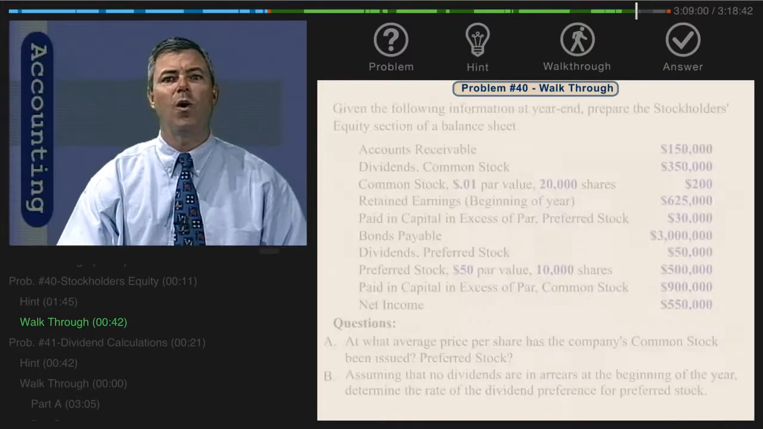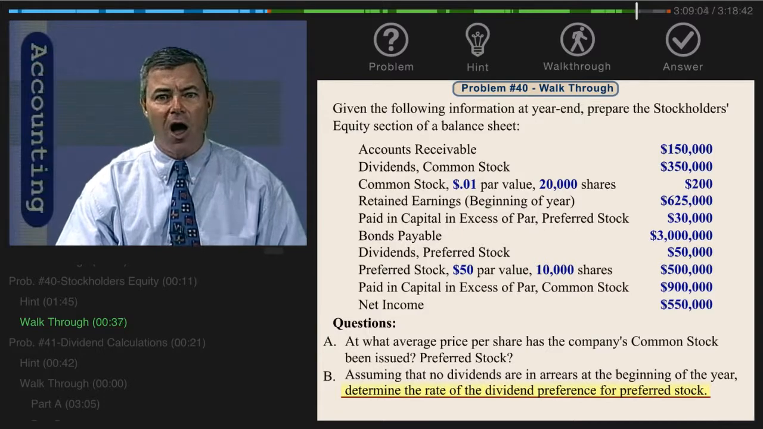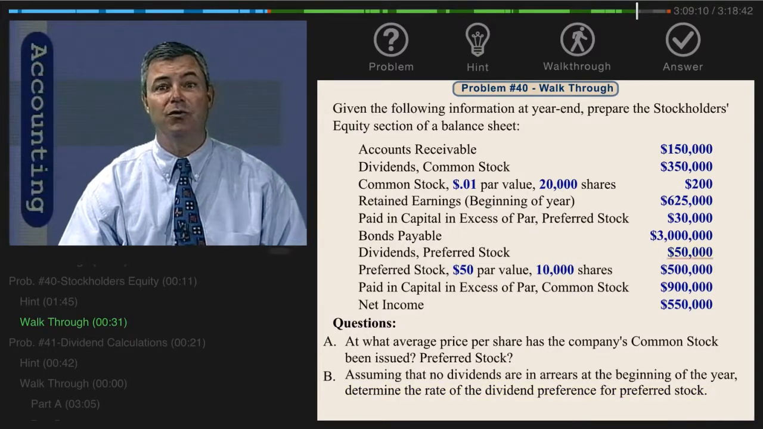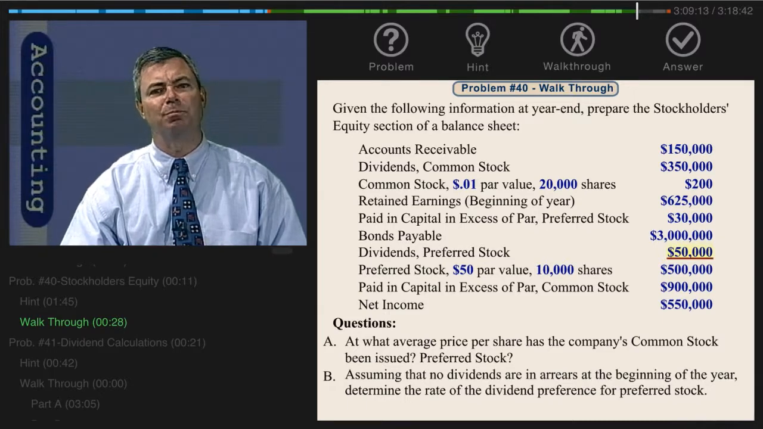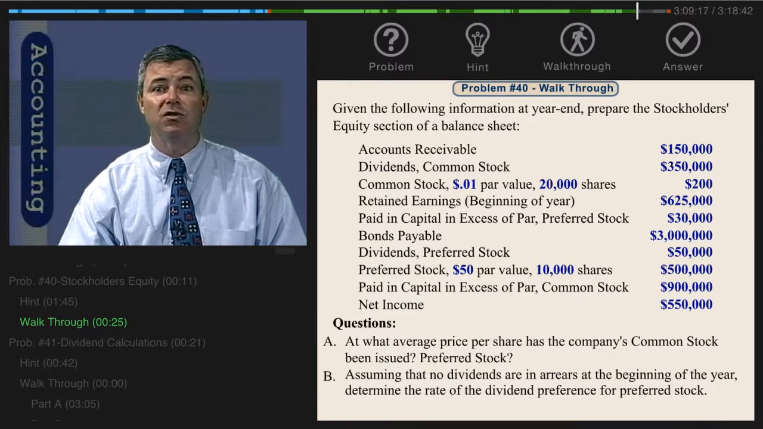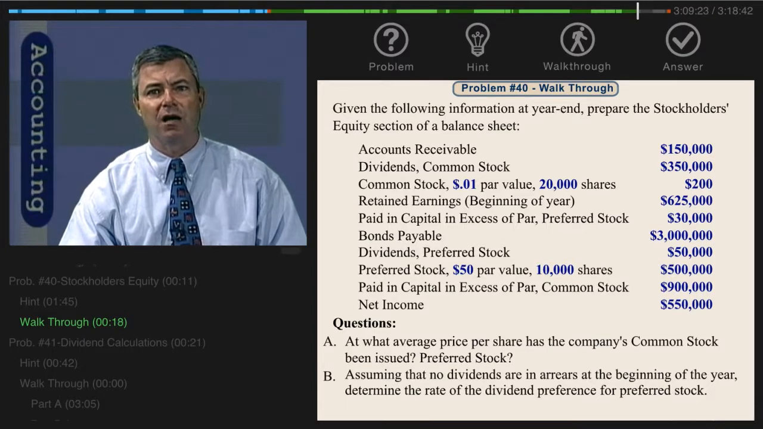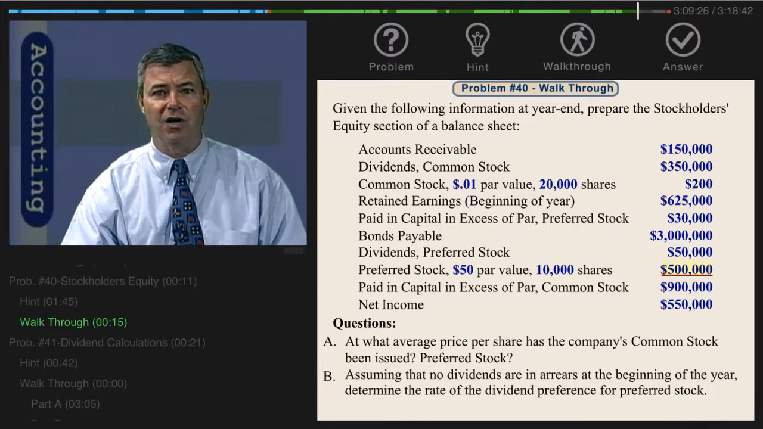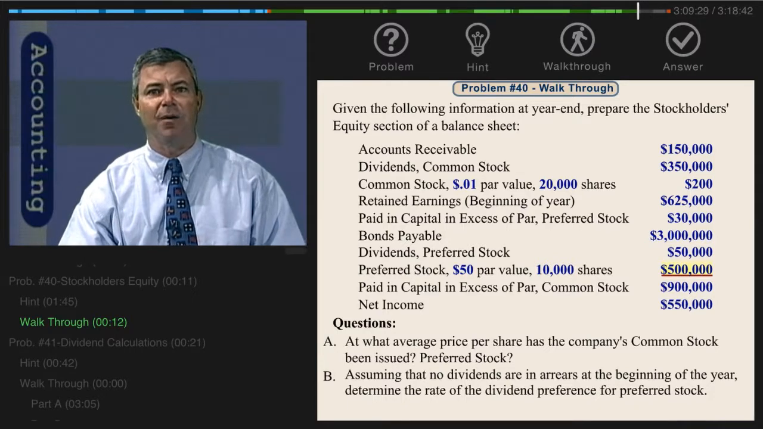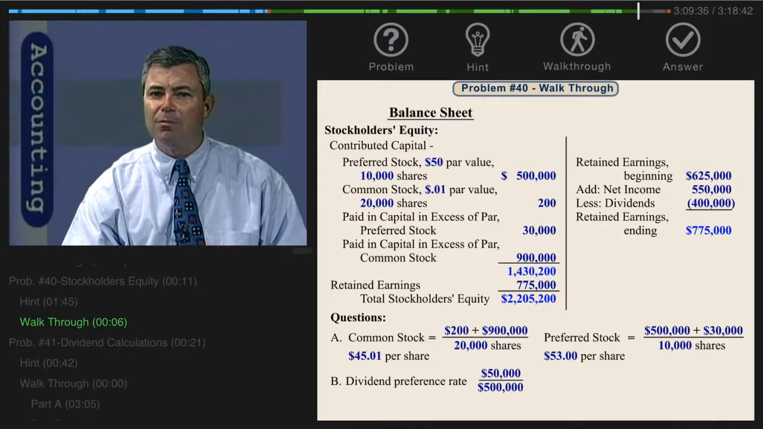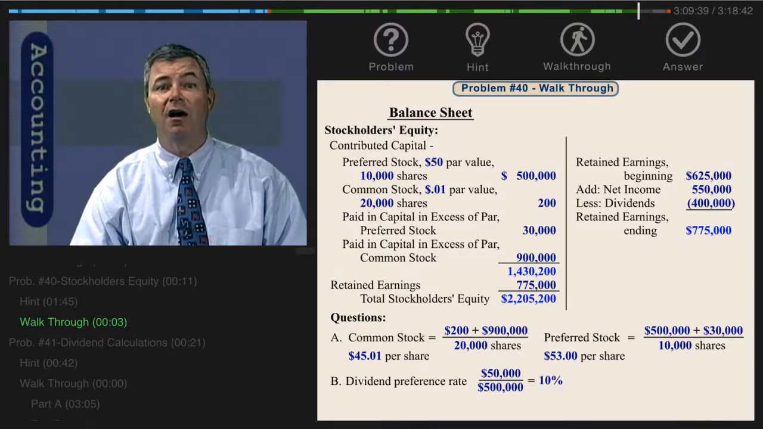And finally the question, what was the amount of the dividend preference on the preferred stock? Well, the dividend preference amounts to $50,000. Actually, they ask you what was the percentage of the preference. If the preferred dividends for the year amounted to $50,000, and the value of the stock at par value was $500,000, then as a percentage of par value, 50,000 divided by the par value means that the dividend preference must be 10% of the par value.